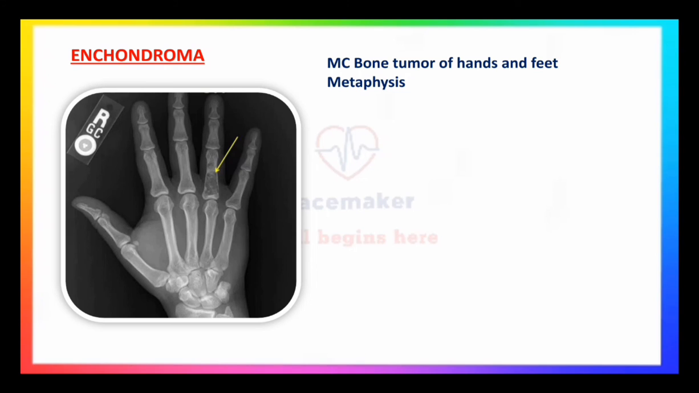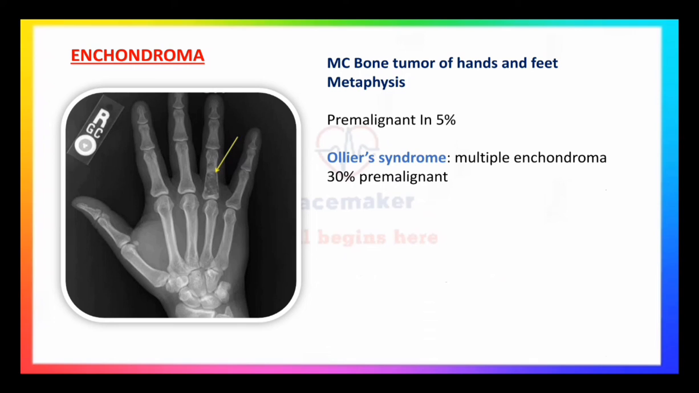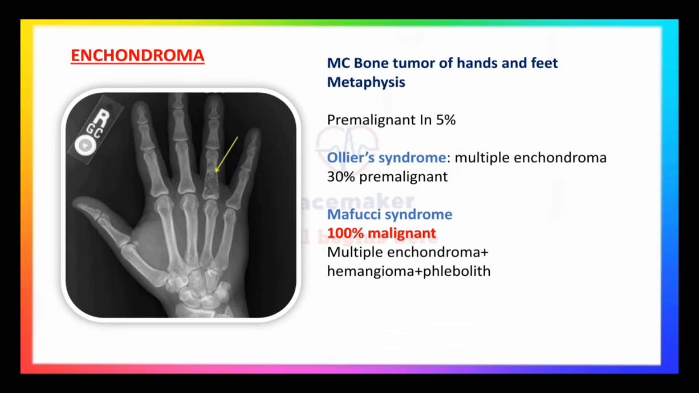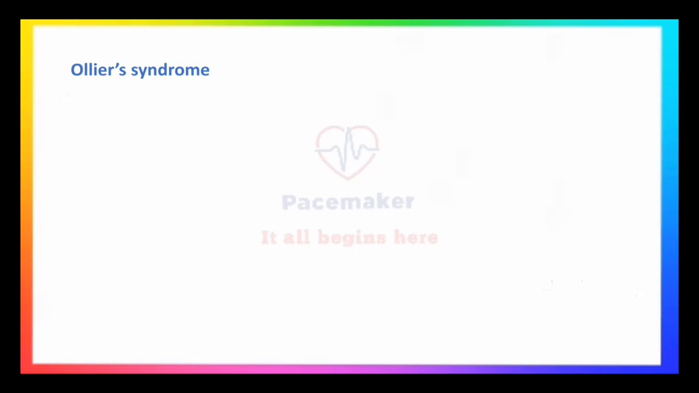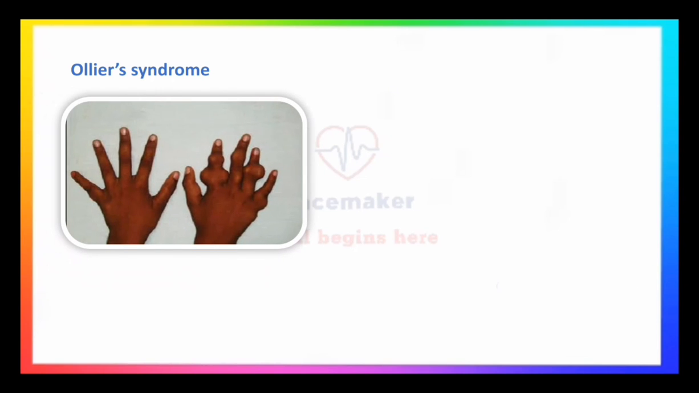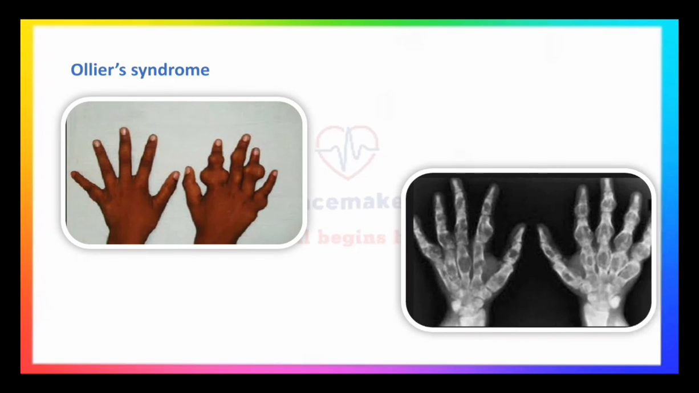Again, there are a few conditions associated with enchondroma, that is Ollier's syndrome. In Ollier's syndrome, you will see multiple enchondromas, and up to 30% malignancy risk is there. And in Maffucci syndrome, 100% malignant. It is characterized by multiple enchondromas plus hemangioma plus phleboliths. The treatment of enchondroma is extended curettage. See, this is how Ollier's syndrome looks on clinical picture, and on taking X-ray, this is how it looks.